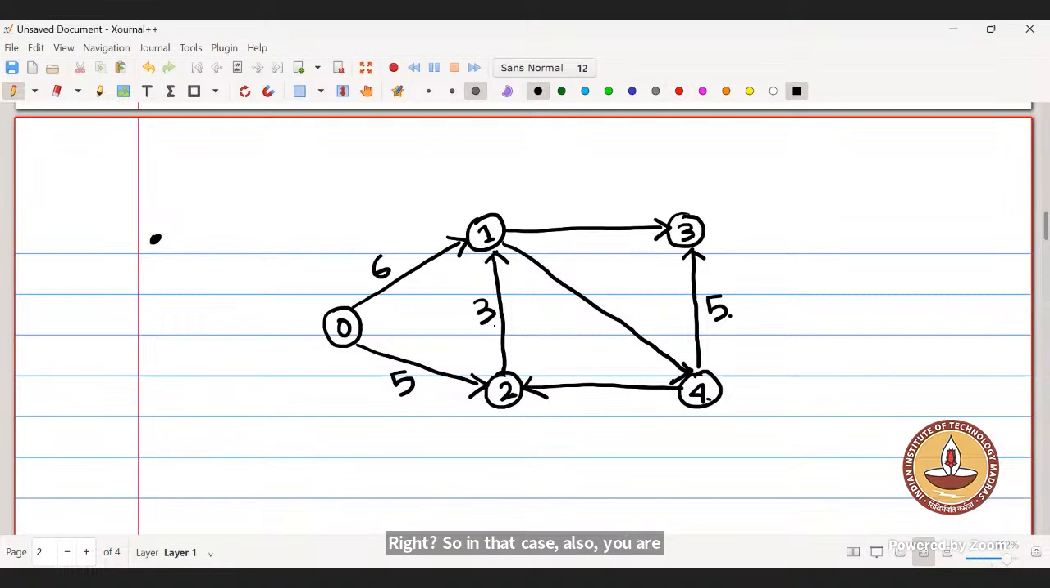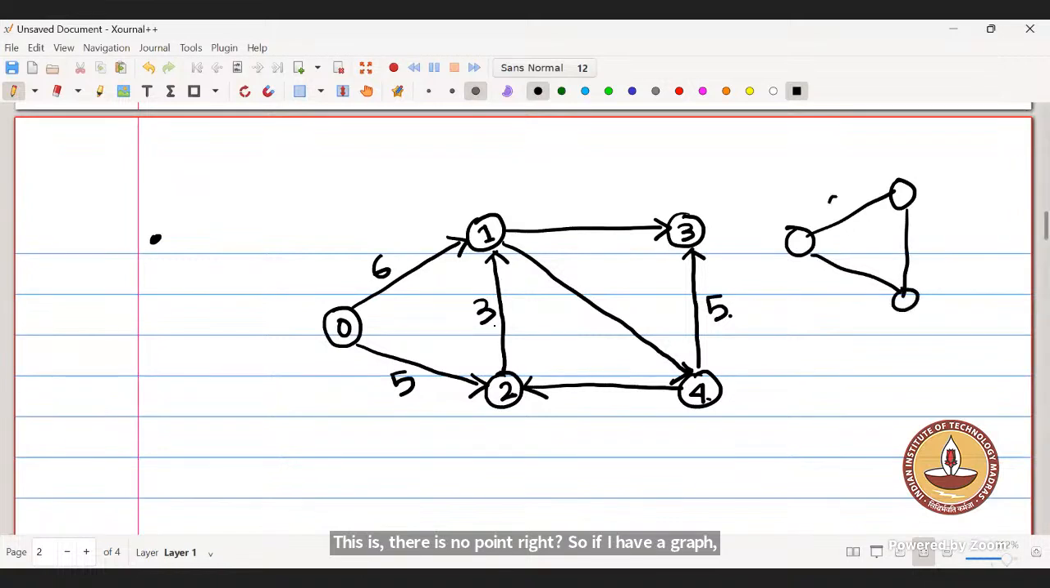Suppose I have a graph and all the edge weights are 0. This is simply a graph; I can't say that this is a weighted graph. So there is no point in considering a cycle of total weight 0. You always have to consider the total weight of the cycle to be positive. So now this is your cycle.